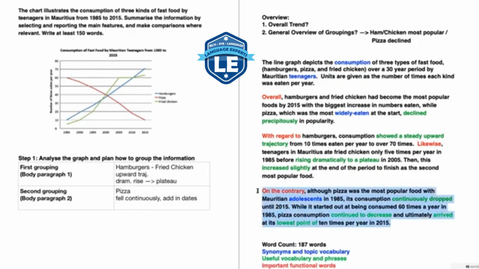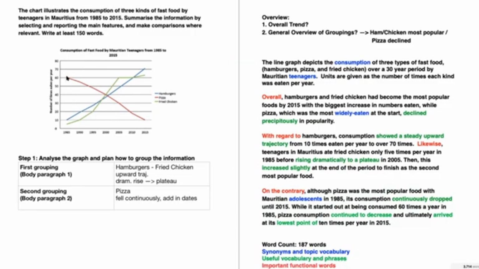Now, our last body paragraph right here, of course, it is a contrasting idea. So for my functional word, I've used on the contrary. Although pizza was the most popular food with Mauritian adolescents in 1985, its consumption continuously dropped until 2015, which is exactly what we see here. While it started out at being consumed 60 times a year in 1985, pizza consumption continued to decrease and ultimately arrived at its lowest point of 10 times per year in 2015.